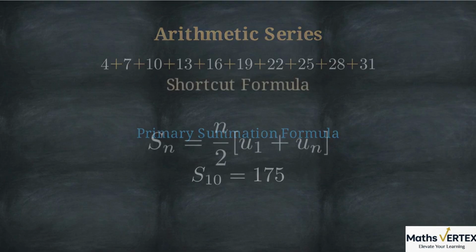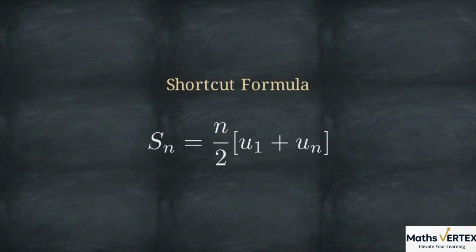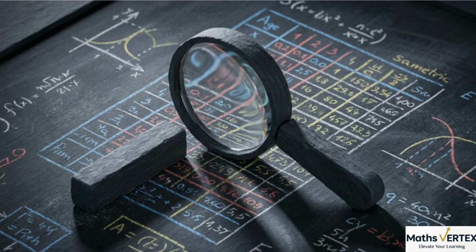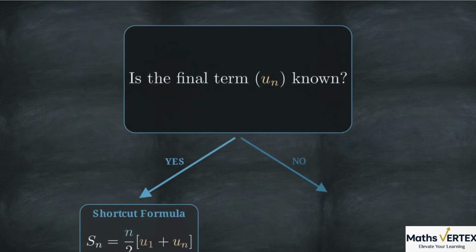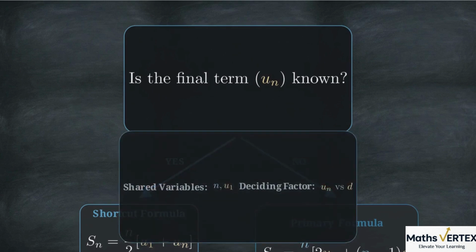Your formula booklet also provides this alternative, much shorter summation equation, but notice the required variables. To use this shortcut, you must already know UN, the exact numerical value of the final term in your series. Choosing which formula to use isn't a guessing game. It is a strict audit of your data. If the question gives you the final destination term, use the shortcut. If the final term is a mystery, rely on the primary formula.